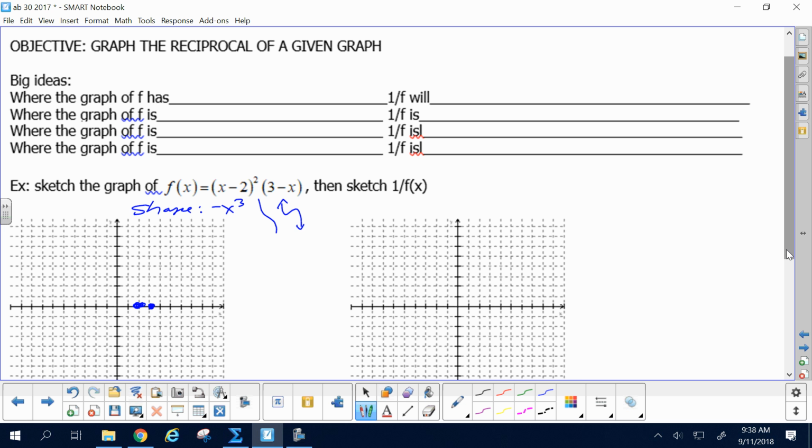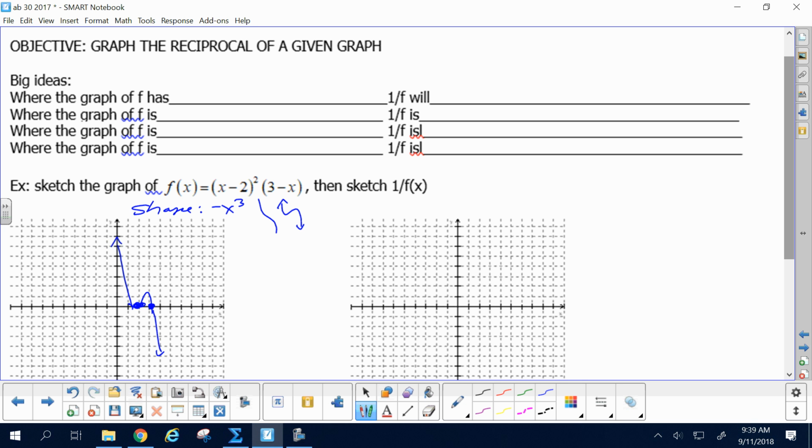All righty then. In terms of sign analysis, I know it's going to do this and this. What about in between 2 and 3? What happens? Pass through, bounce off, what? Bounce off which one? 2. Why does it do that? Because it's squared, there will be no sign change there. And so it was positive before and positive after. 3 minus x is to the first power. That's an odd power. There will be a sign change there, so it will pass through.